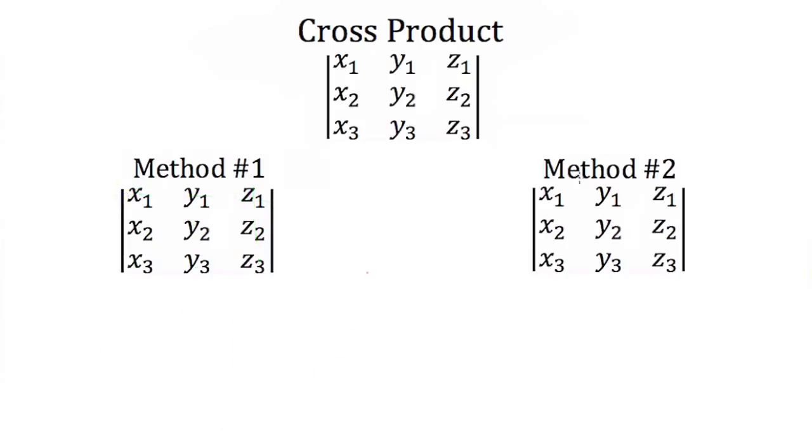Now, the other method for finding the determinant of a 3 by 3 matrix is a little bit different, but you'll end up with the same answer. The first step is to take the first two columns of your 3 by 3 matrix and rewrite them next to your matrix.